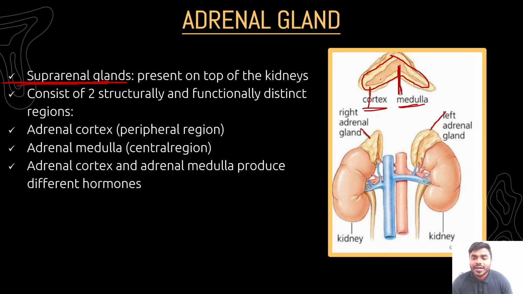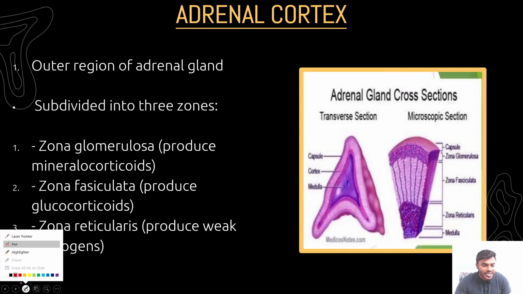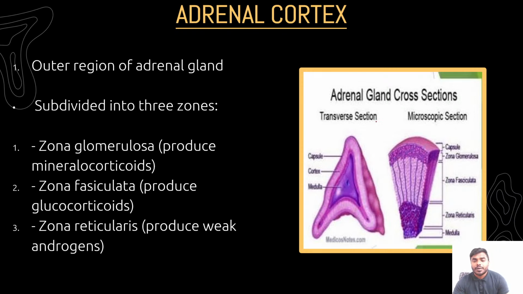Please don't think that the cortex and medulla release the same kind of hormones. That is an absolutely wrong statement. The cortex releases different hormones, the medulla releases different hormones. So let's talk about the cortex first. If you look at the cortex, all the students please look at the diagram. This is the cortex, right? Now if I do a cross section of the cortex, follow me friends, it contains different cells. It contains zona glomerulosa, zona fasciculata, and zona reticularis.